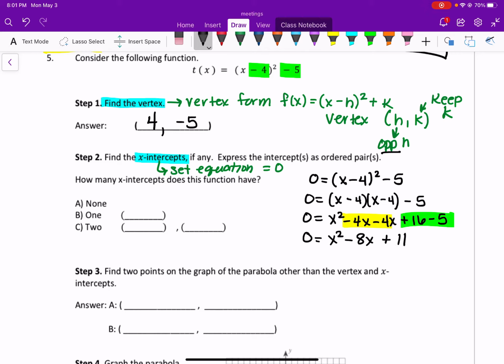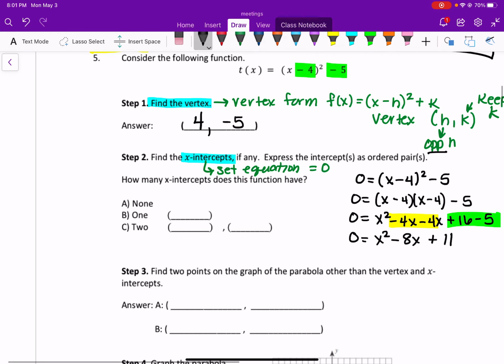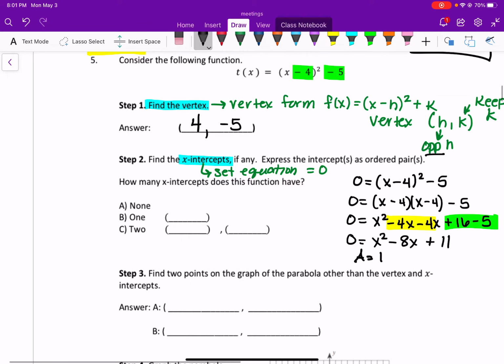And this guy does not factor. There's no factors of 11 that will add to 8 because the only factors of 11 are 11 and 1. And 11 plus 1 would give us 12, so not 8. So we are going to have to use our quadratic formula in order to do this problem. So I'm going to come over here and do this. Our a is going to be 1, b is going to be -8, c is 11. So x equals a positive 8 since it's the opposite of our 8 value, plus or minus the square root of 8 squared minus 4 times 1 times 11 all over 2 times 1.